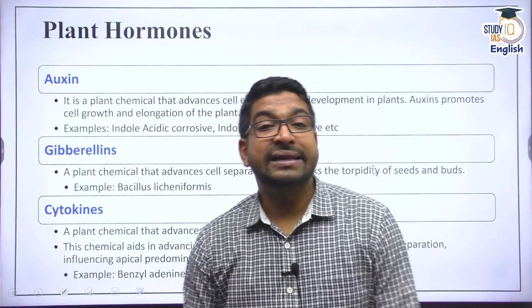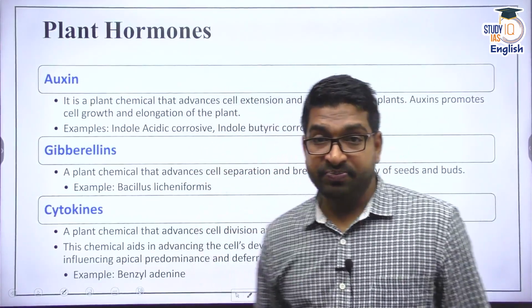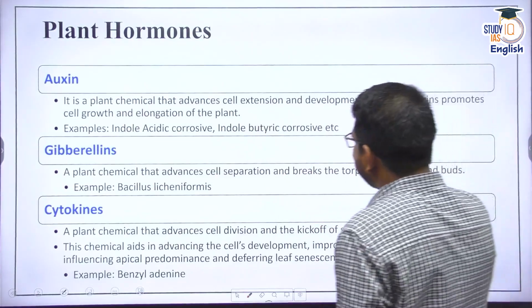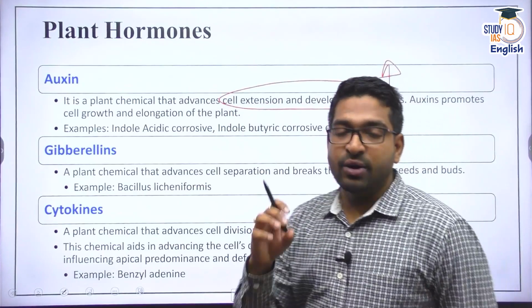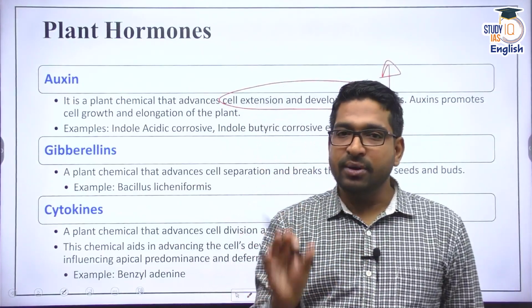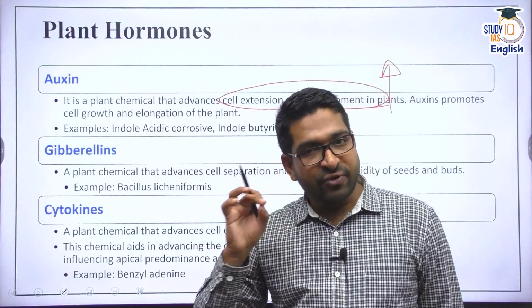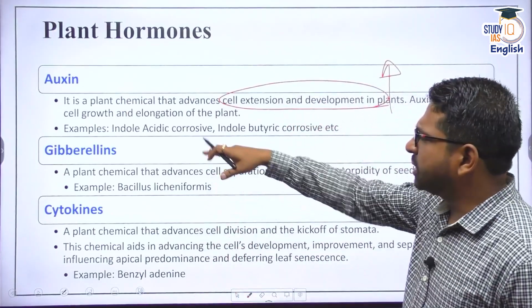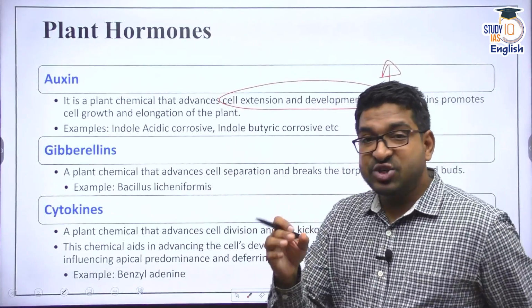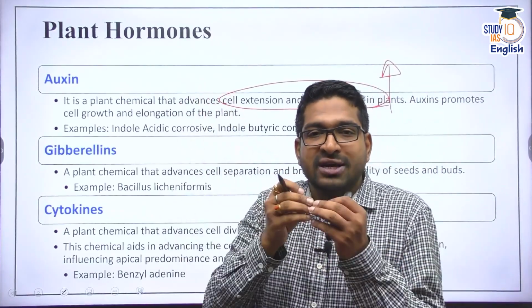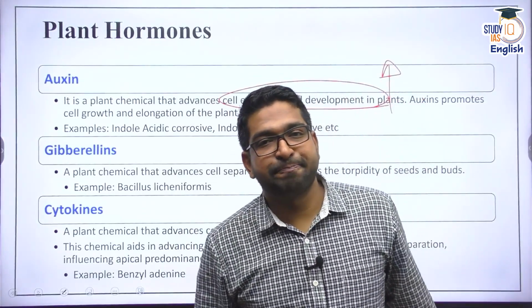Auxins are basically chemicals produced by a plant which help them in growth. Auxins help in cell extension and development of the plant. Please remember, auxin is not a single hormone. Auxins are a set of chemicals. One of the examples can be indole acetic acid or indole butyric acid. There are different kinds of auxins which help in cell elongation, cell growth. That means the height of the plant increases.